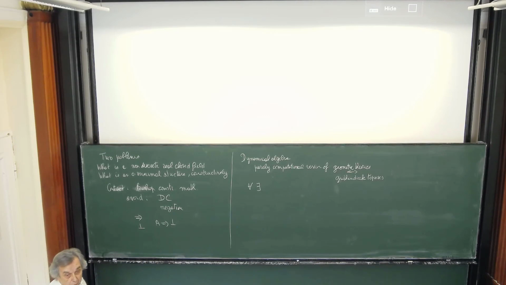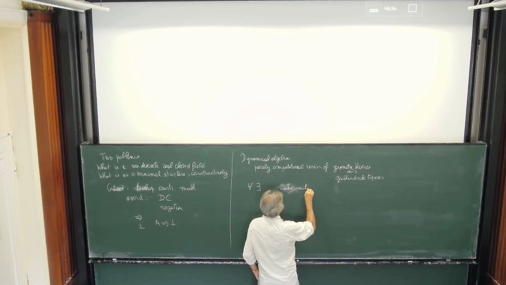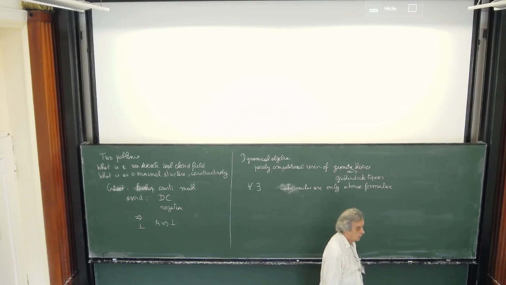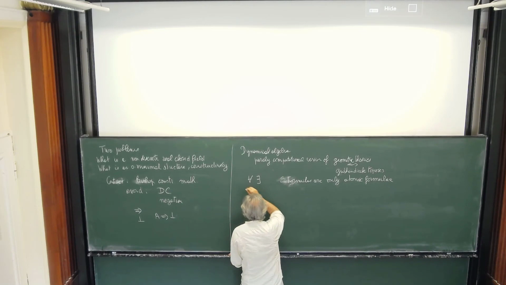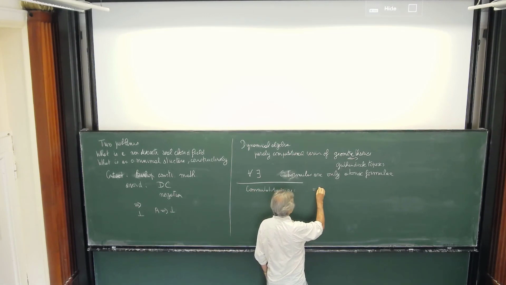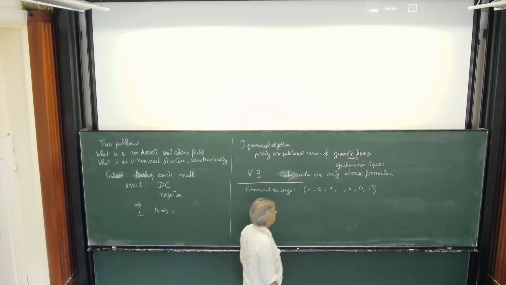And you do not introduce complicated formulas. The only formulas are atomic formulas. So perhaps I give some examples. You take the theory of commutative rings. So you have a unary predicate, and you have plus, minus, multiplication, 0 and 1. This is a language, and the axioms are 0 equals 0.